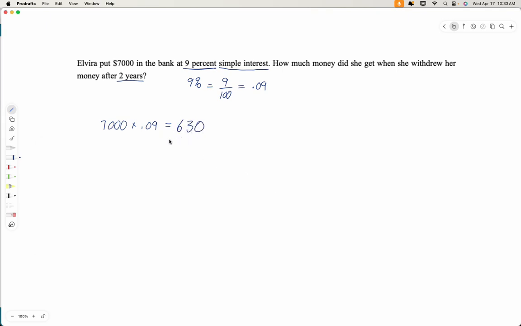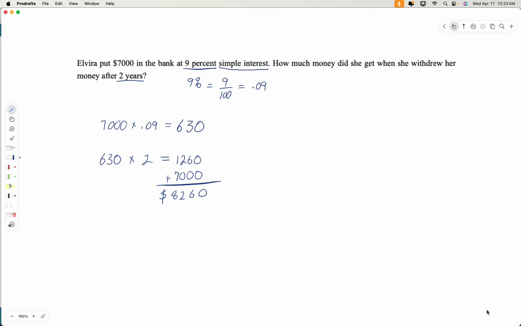Now we're going to take that 630 and multiply it by 2 because it's 2 years. So times 2, that's going to be 1,260. So 1,260 is the amount of interest that she earned in 2 years at 9% on 7,000. So in order to figure out her total, we're going to add the interest back to the 7,000. So the total amount that she had was $8,260, and that would be the amount that you put in for this problem.